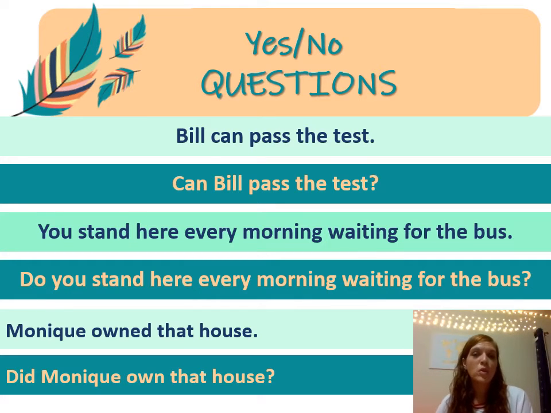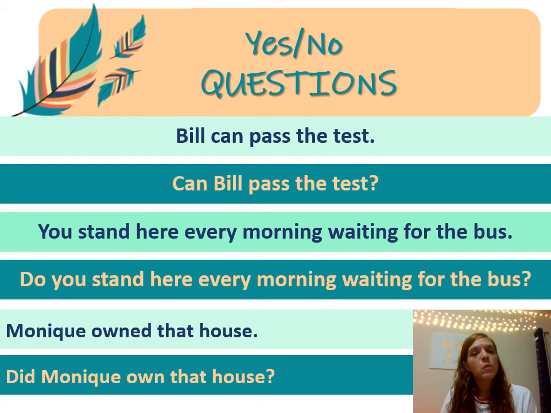Okay, and then let me show you a trick that will work for most questions. How can you check that you're doing it correctly? When you look at your question, invert it back into a sentence and make sure that it makes sense. For example, look at the top one. Can Bill pass the test? Invert the subject and the verb back again. Bill can pass the test. Does that sentence make sense? Yes, it does, right?